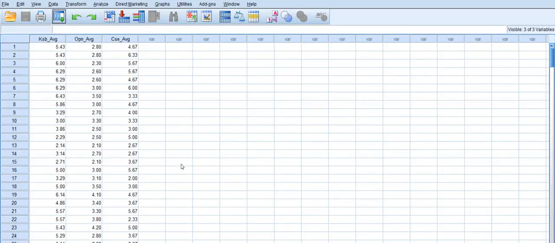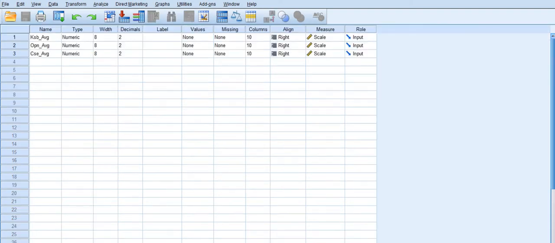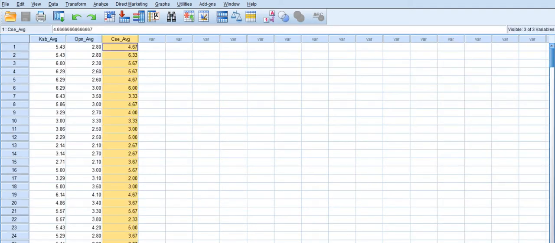This is the first SPSS file. Its name is test.spss.sav. This is our knowledge sharing behavior variable. This is openness to experience, and this is creative self-efficacy. This is the data view and this is the variable view. Here you can see the variable view of SPSS. So this is the data view.